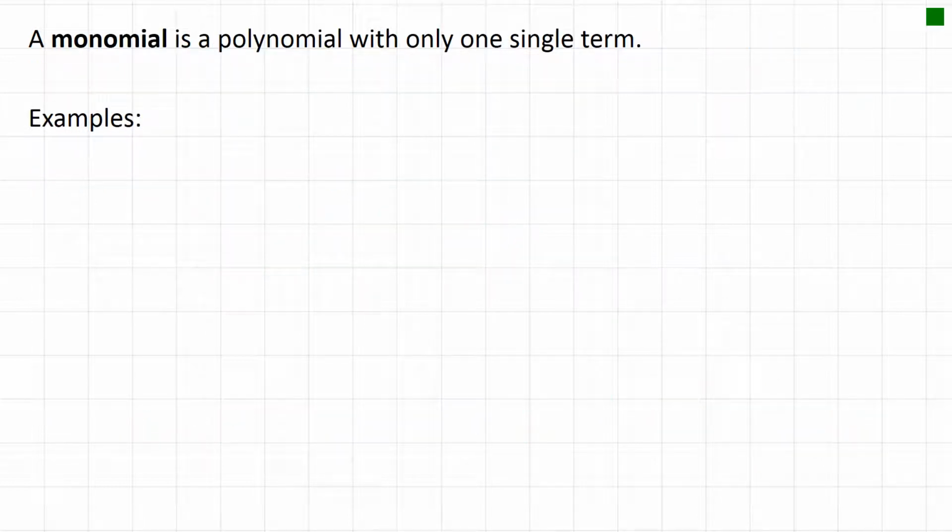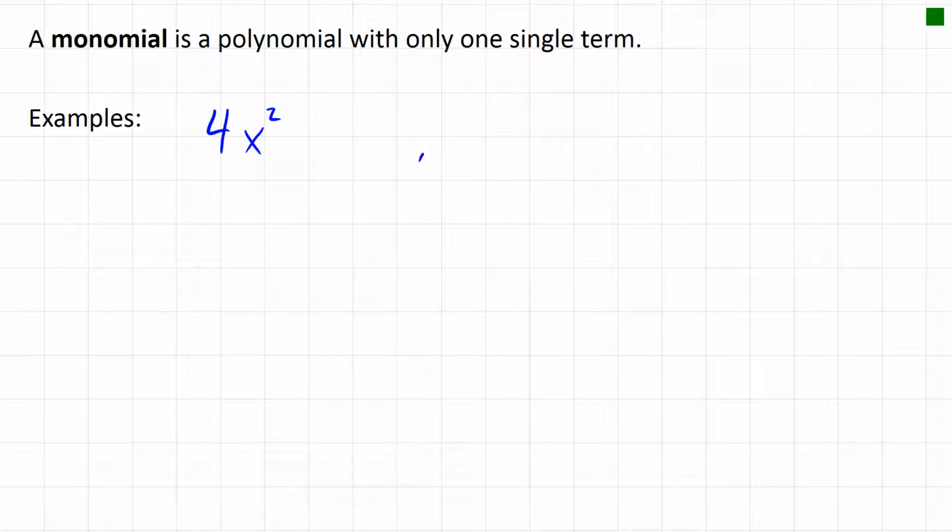So we're going to start with monomials, which are the simplest polynomials. They're polynomials with only one single term. So for example, that would look like this, 4x squared. That's a one single term polynomial. There's no other part added or subtracted to it.